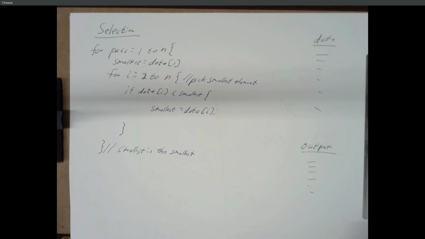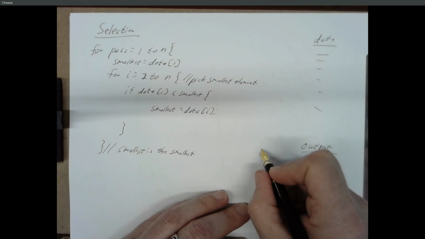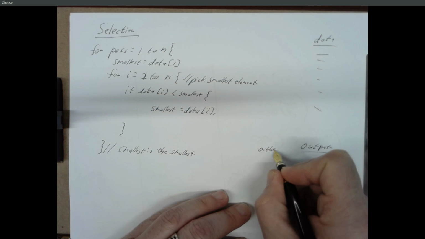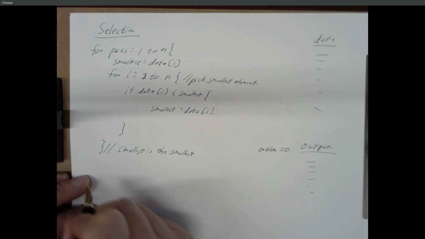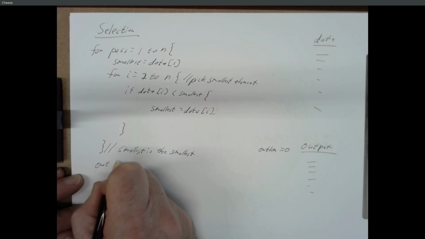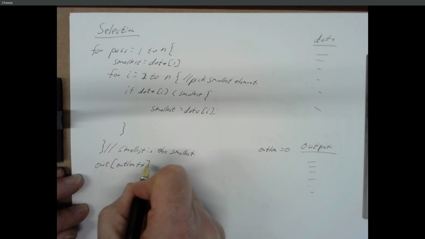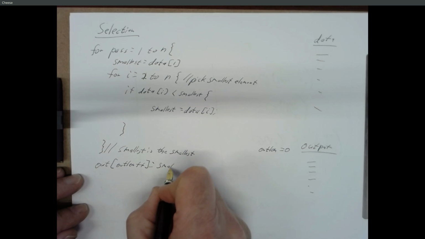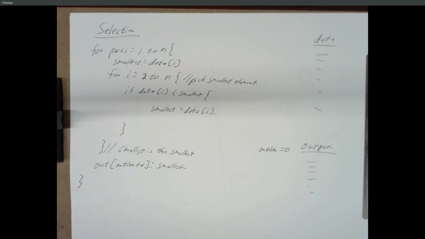Well, arrays in C, we've got to keep track of how long they are. So we also need some sort of output length. So initialize output length to 0. So down here we can say out element output length plus plus equals smallest. And do that n times.